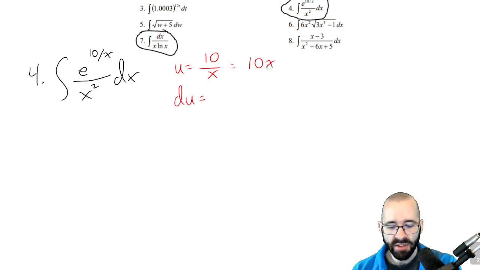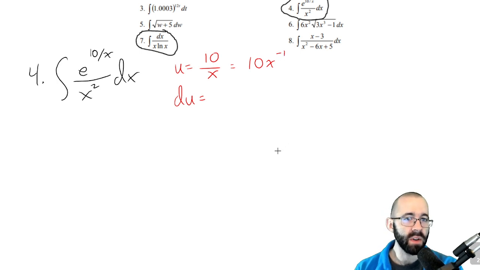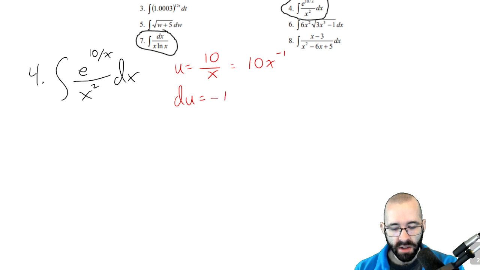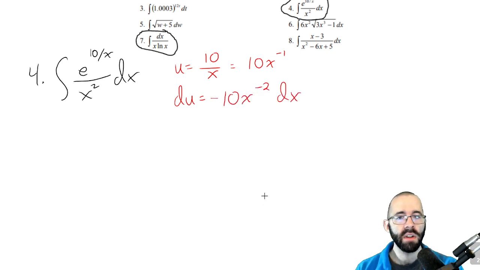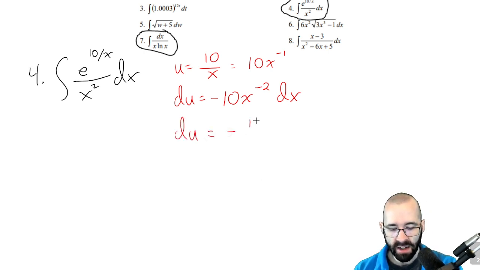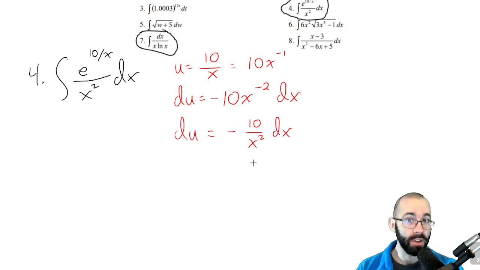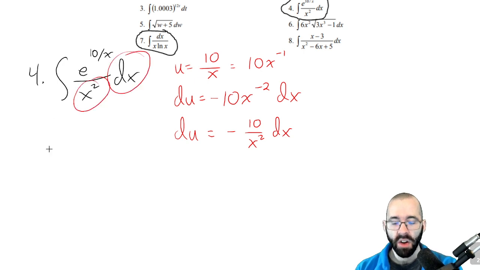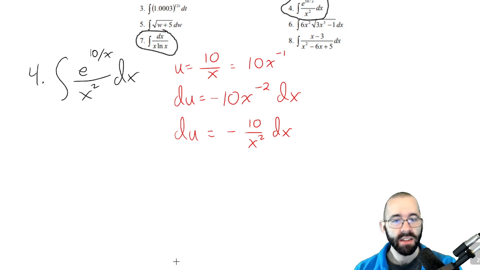Well, remember that this is just 10 times x to the negative first power. So with the power rule for derivatives, we get negative 10 x to the negative 2. What does that look like? That's telling us that du is negative 10 over x squared. This is good news, because we have a dx over an x squared. All that we're missing is a negative 10.